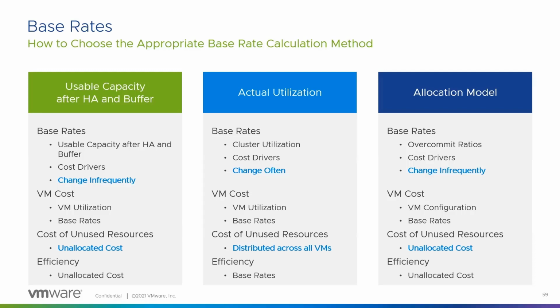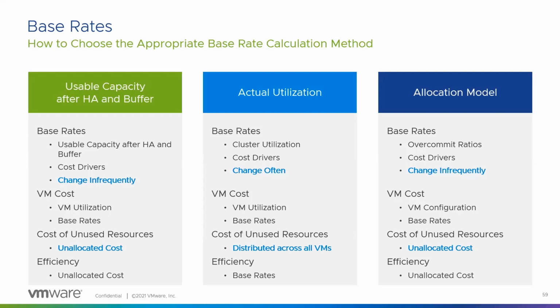Look at your unallocated cost. Unallocated cost is basically the cost of the capacity that's remaining, that's not used, that you can still grow into. So you want to minimize the unallocated cost as much as possible to get a more cost optimized environment.